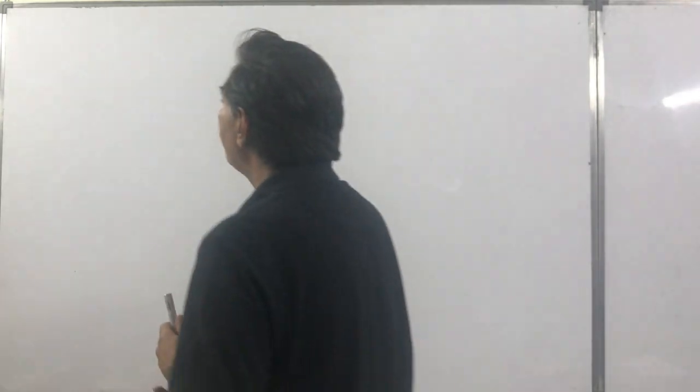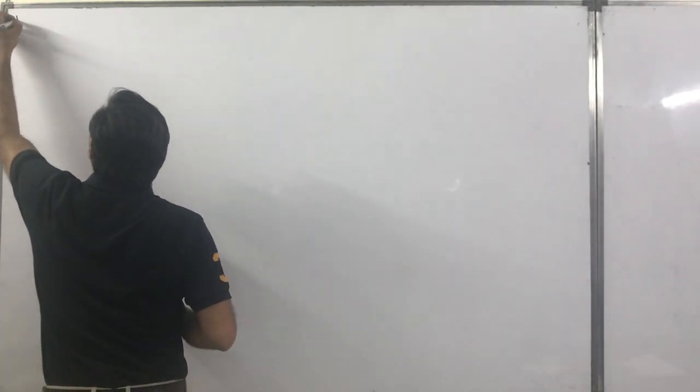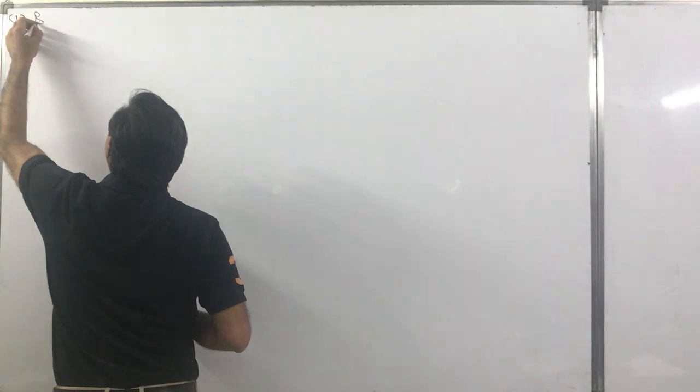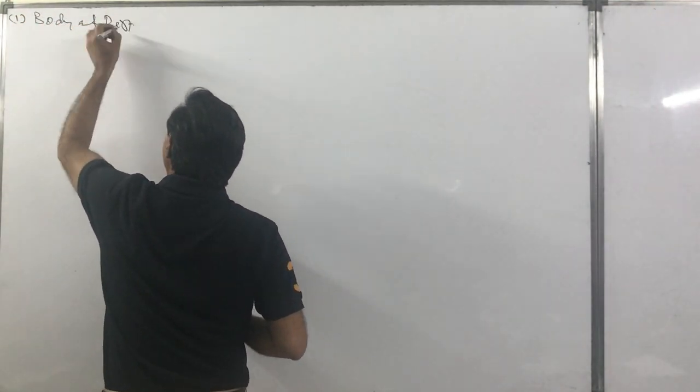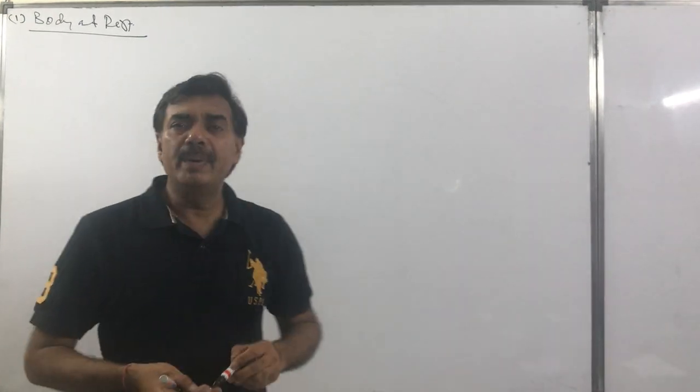Yesterday, we just learned about motion in one dimension, motion in two dimensions, and motion in three dimensions. Today, we are going to start motion along a straight line. First of all, let's say, what do we mean by a body at rest? We did yesterday, never mind. A body is said to be at rest.